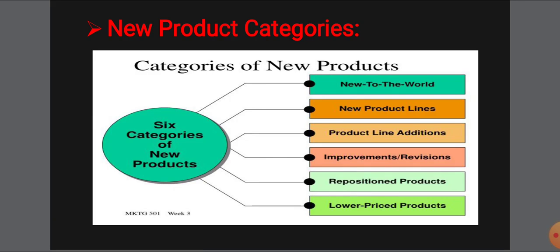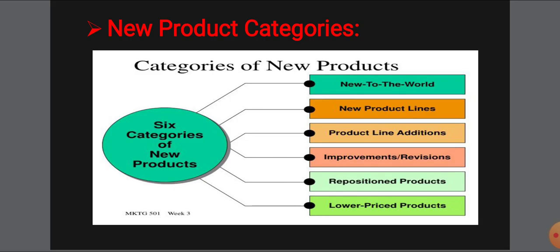Then lower priced products means the same product will be sold at a lower price. For example, Nestle has one chocolate, Kit Kat. Earlier, they were selling that product in the higher price ranges only, but according to the consumers' feedback, they have launched that same chocolate in a 5 rupees packet and 10 rupees packet by reducing its weight and reducing its cost. The product is the same, they have just launched it in the lower priced segment.